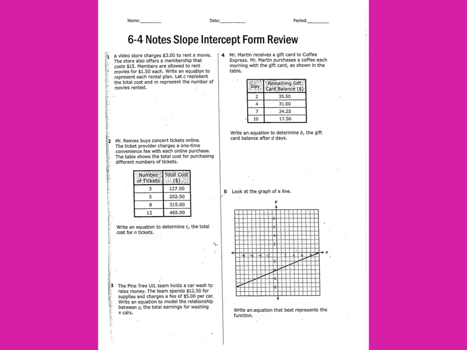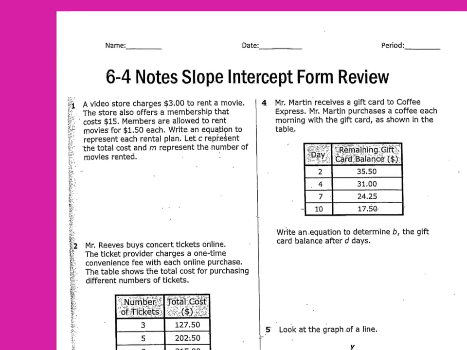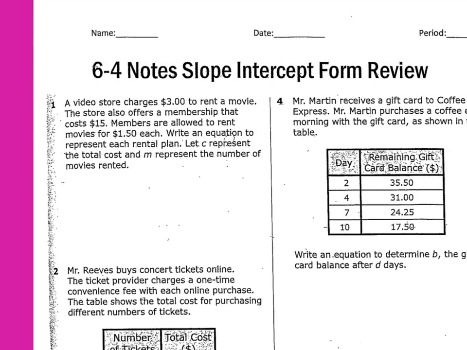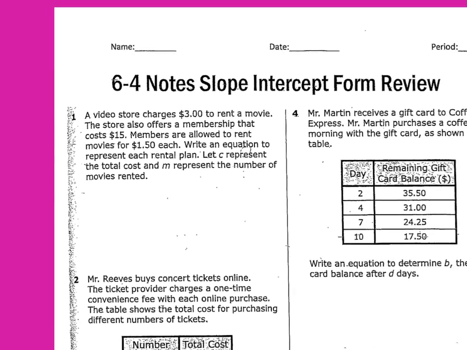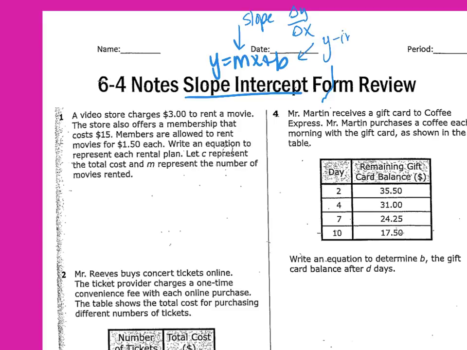Okay, so we're going to review slope-intercept form because this all kind of ties in together. Slope, all the scatter plots, it's all kind of the same. So we're going to review that. And remember, slope-intercept form, that's your y equals mx plus b, where m is your slope. So that's your change in y over your change in x. B is your y-intercept. Okay, so that's where it crosses the y-axis.